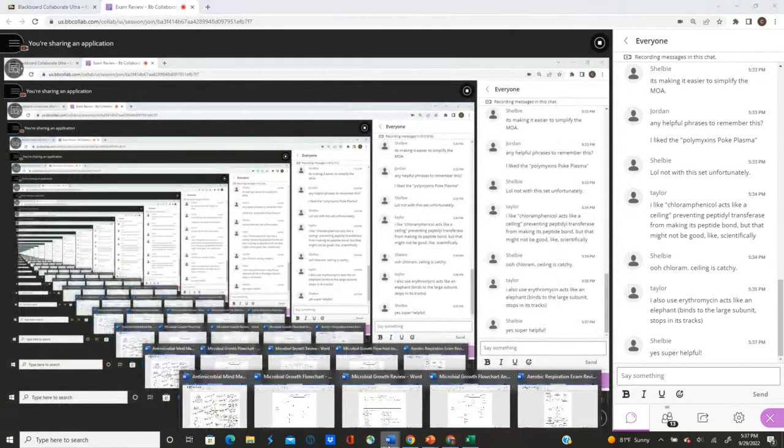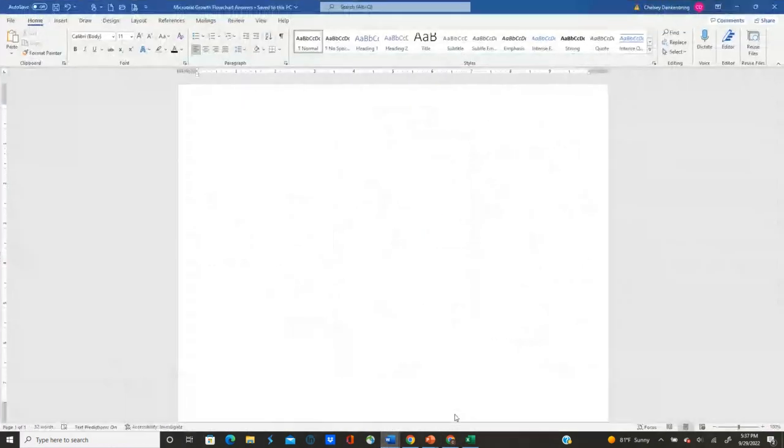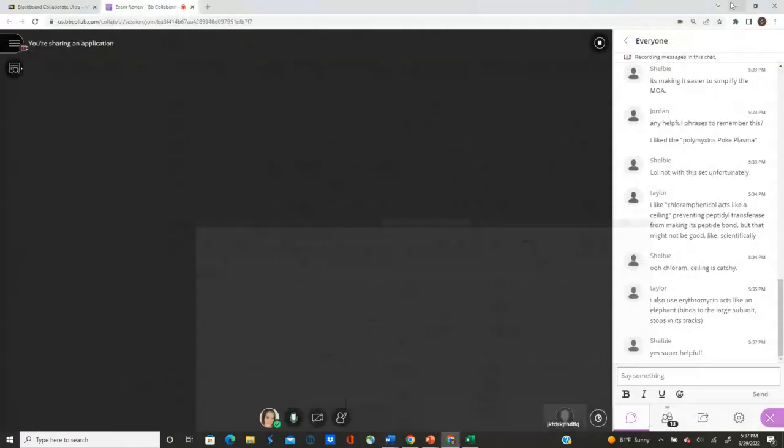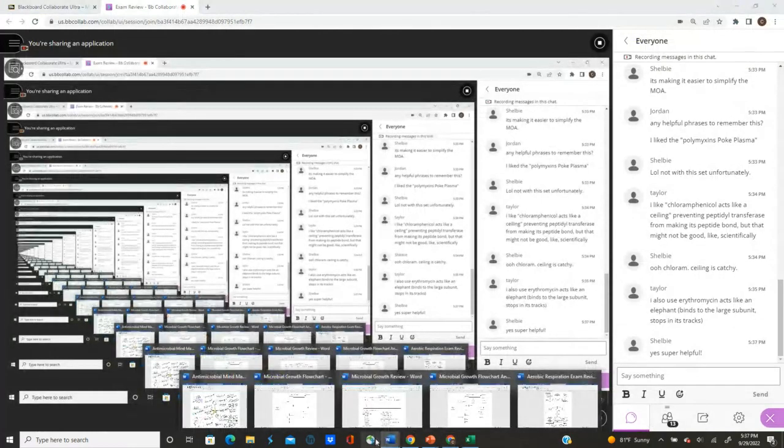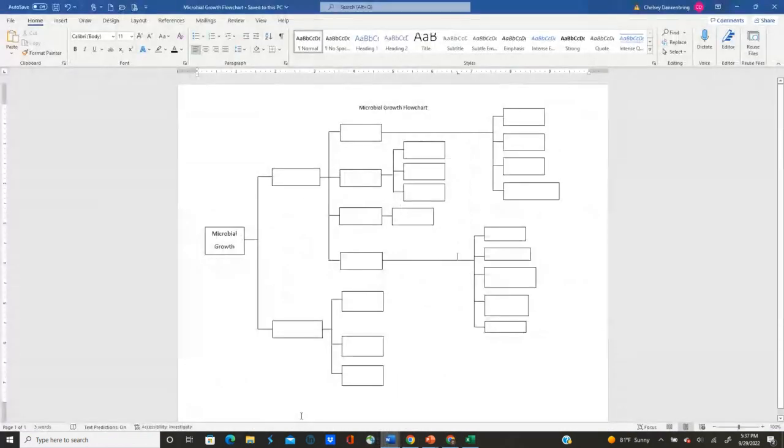Let's go ahead and move on to the microbial growth flowchart. Oops, that's the answers. Y'all can't see that. Where's it at? Let's see. Now I can't find the blank one. Is this it? All right.